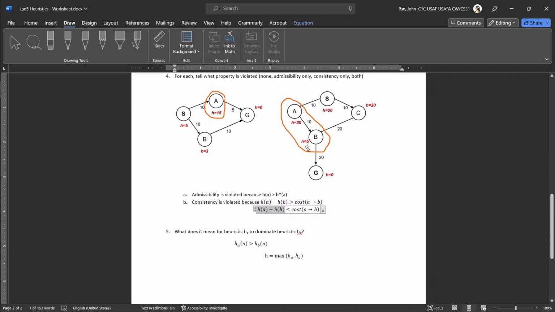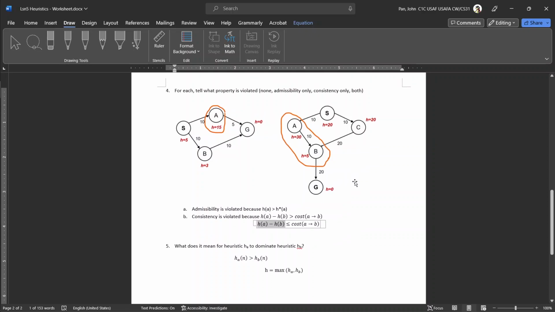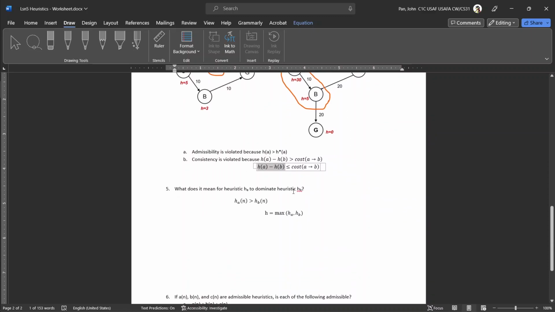In other words, our heuristic is inconsistent, and it could lead to some traps when we execute our algorithm. We'll run into some inefficiencies. What does it mean for heuristic A to dominate heuristic B? That just means that at all points, at all nodes n, heuristic A is greater than heuristic B.